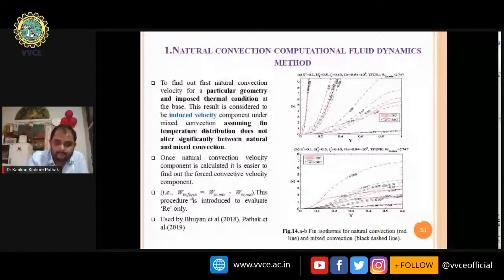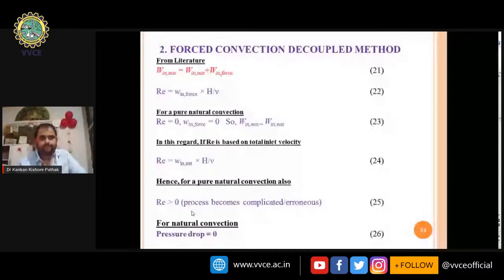Okay. Similarly, the force convection decouple method. What is this force convection decouple method? In this method, from the literature, as I have told, W in mixed is equal to W in natural plus W in force. Now, Reynolds number is based on the force convection velocity. This is the definition of the Reynolds number, W in force into A by kinematic viscosity nu. So, for a pure natural convection, what happens? The Reynolds number is 0. Reynolds number 0 means W in force is also 0. So W in force 0 means W in mixed is equal to W in natural.